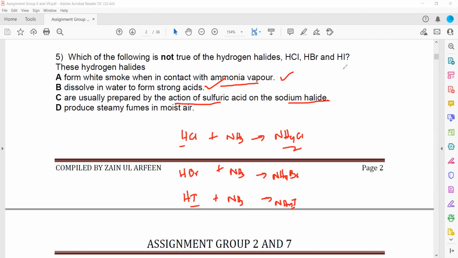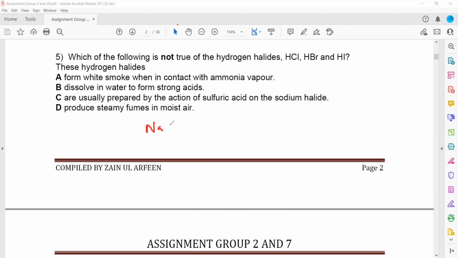So we don't produce them by reaction with sulfuric acid. What is the reason for that? Because when sulfuric acid reacts with a sodium halide like sodium chloride or sodium bromide, there's an acid-base reaction initially. When sodium chloride is mixed with sulfuric acid, it will produce sodium hydrogen sulfate plus HCl. But this HCl does not cause any oxidation or reduction of the sulfuric acid.